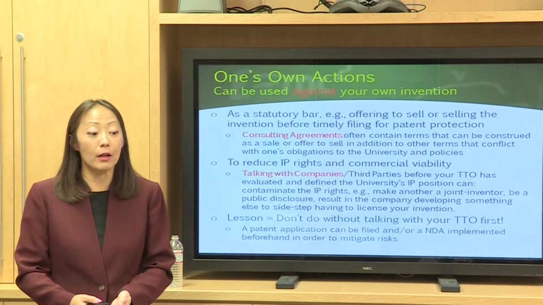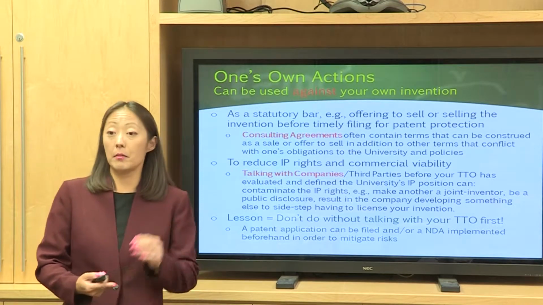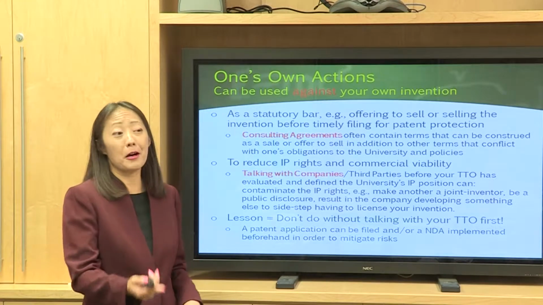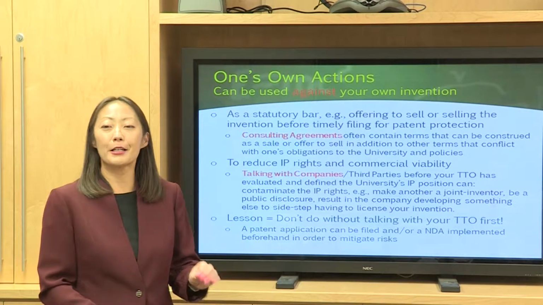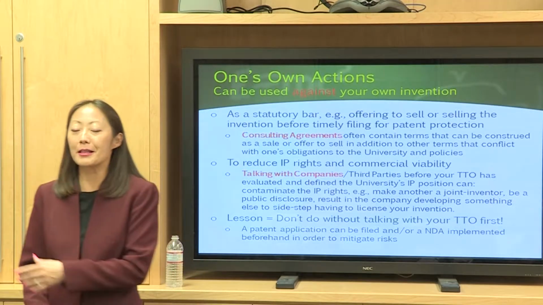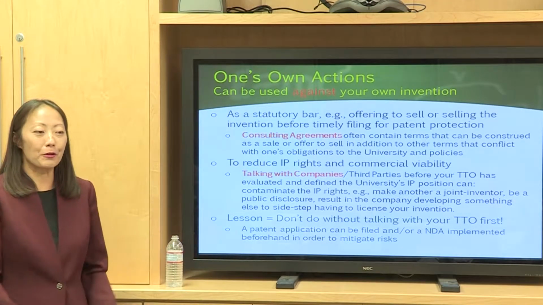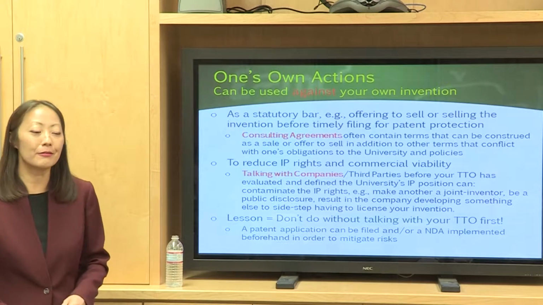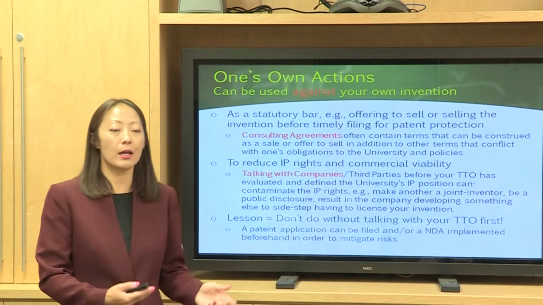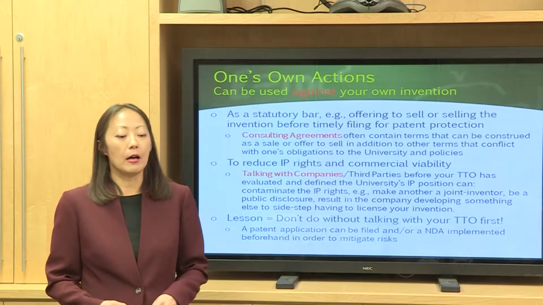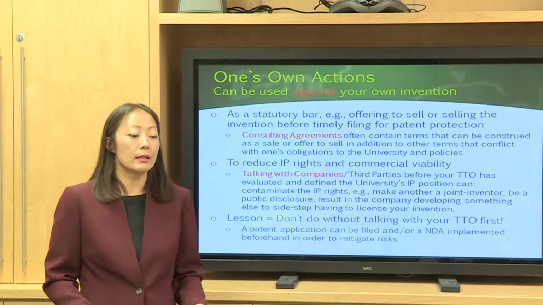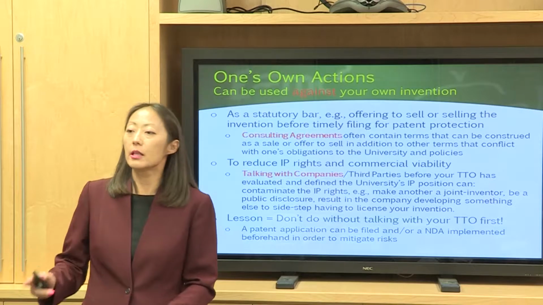The problems that you run into are that it can contaminate the IP rights. The company might be a little bit problematic, and they take your idea and run with it, and then they don't need you anymore, don't want you or license your invention because you gave them the idea and they started working with it themselves, and so they sidestep you. So don't do it. Talk to your tech transfer office.